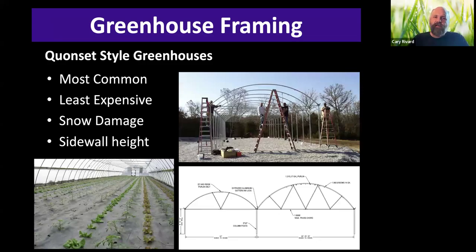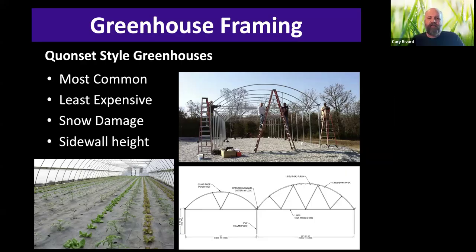So Quonset style truss greenhouses are probably the most common greenhouses that we see here in the Midwest. We do have a fair bit of snow here in the Midwest, but we don't have tons and tons of snow like they do in the Northeast or the upper Midwest. And so generally, Quonset style greenhouses are what people end up utilizing. They are the least expensive because of the way the hoop is bent. It's just less expensive than making a Gothic one.